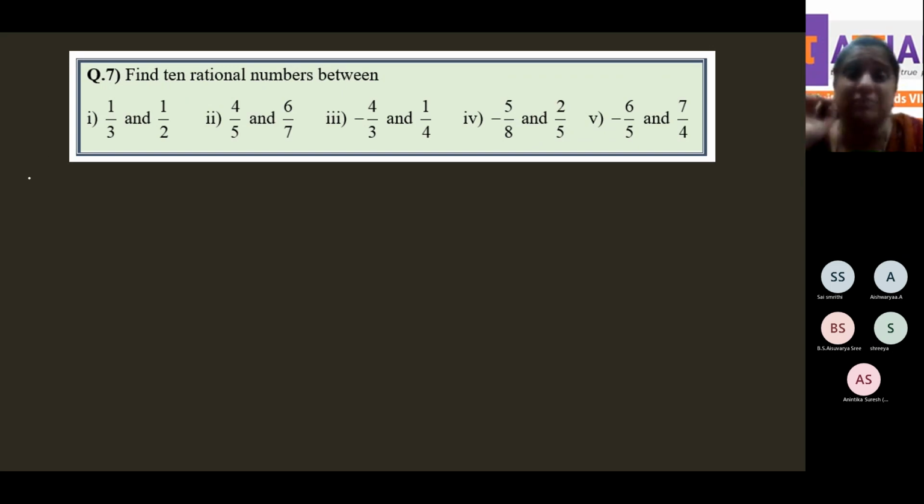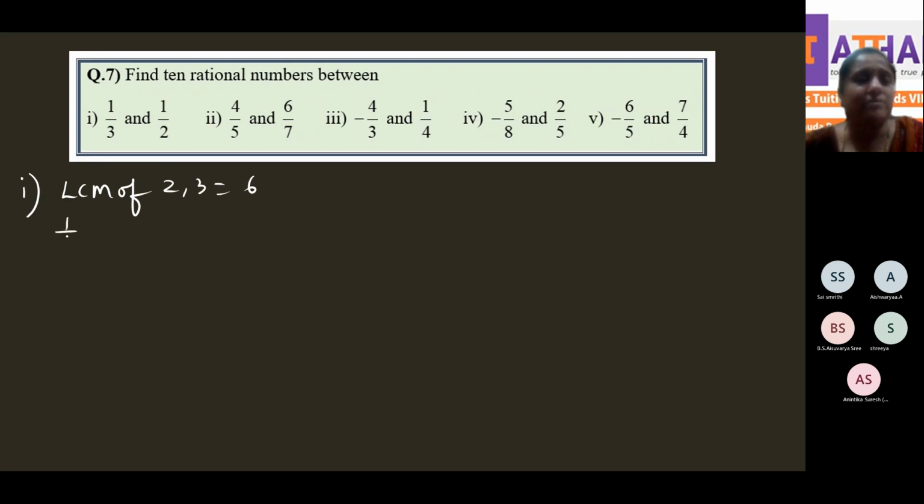Now here you cannot use the mean method because that will take a long time. So we'll use that other method where we bring the two rational numbers to the same denominator. Ma'am, we should take LCM. Correct. LCM of 3 and 2 is 6. So 1/3 into 2/2 is 2/6, and 1/2 into 3/3 will be 3/6.